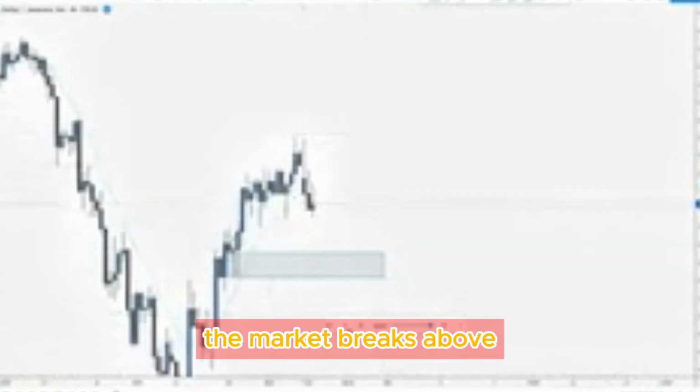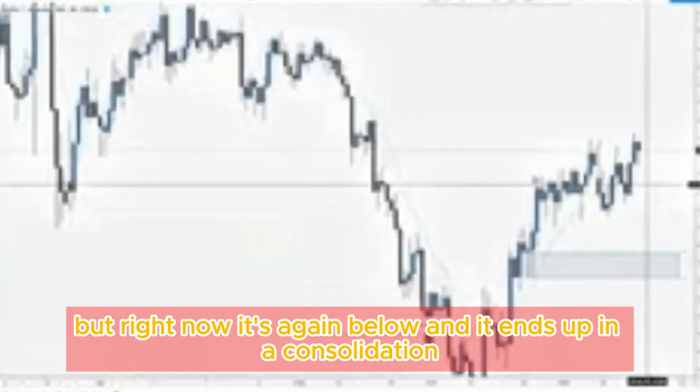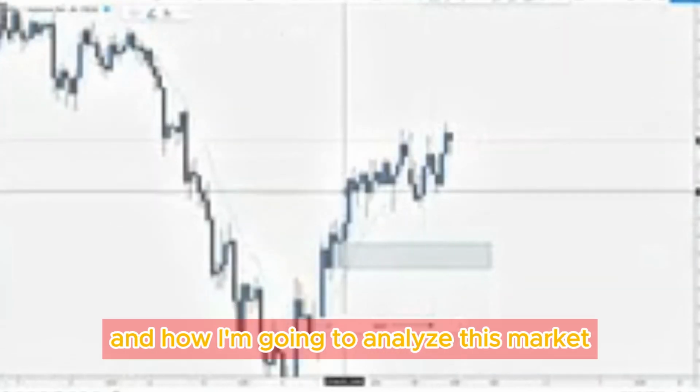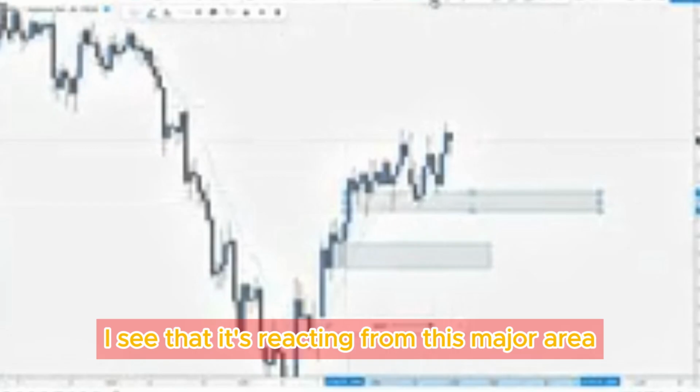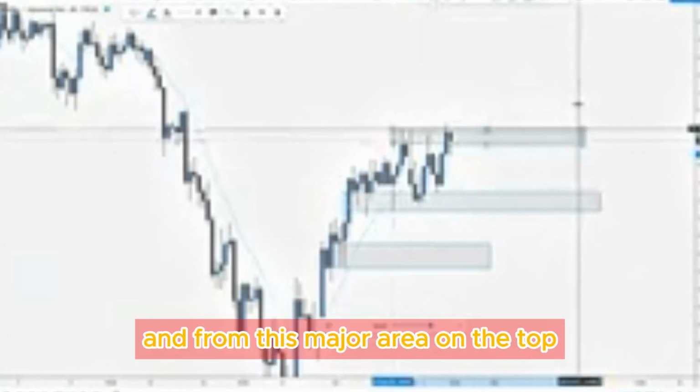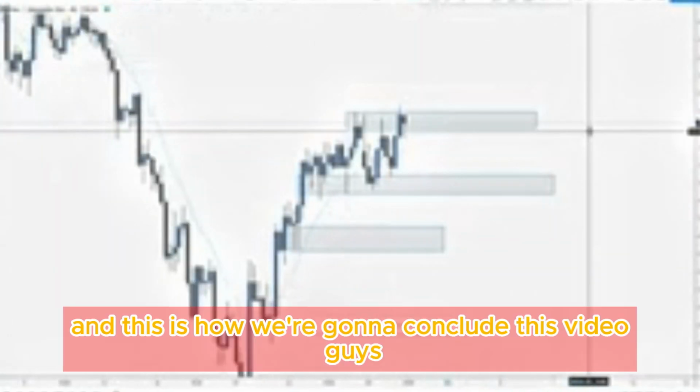The market breaks above, but right now it's again below, and it ends up in a consolidation. And how I'm going to analyze this market, I see that it's reacting from this major area and from this major area on the top. And this is how we're going to conclude this video, guys.